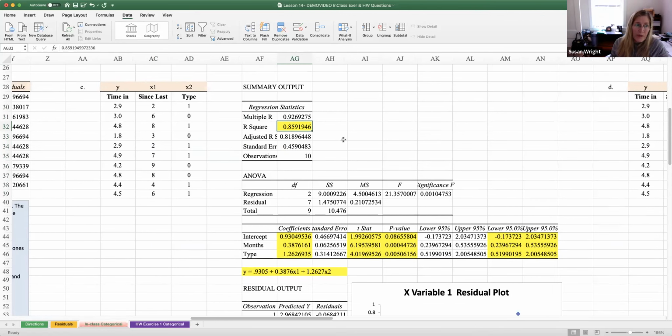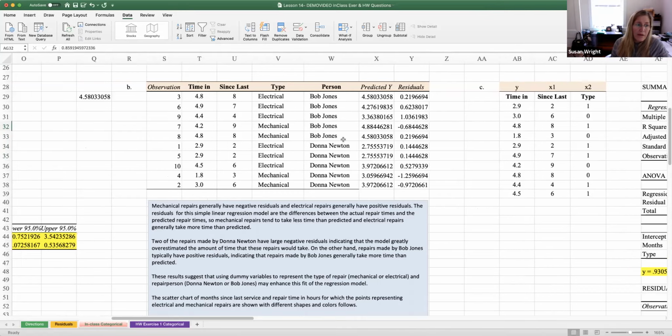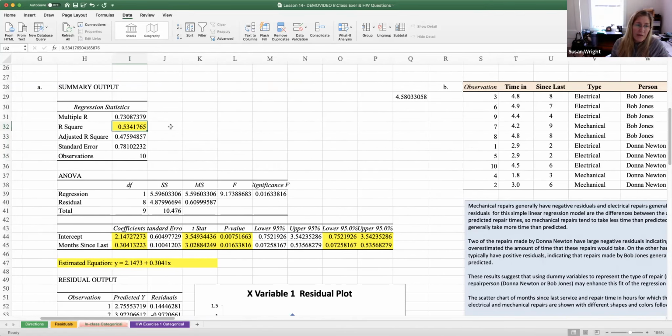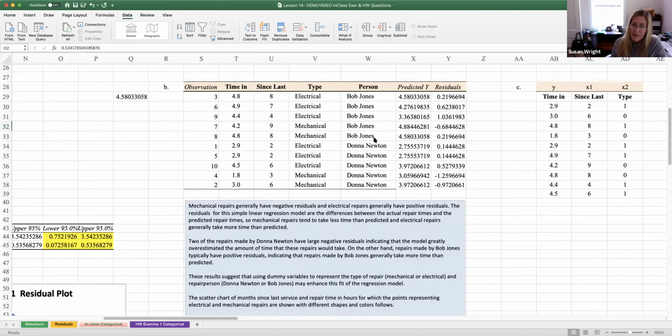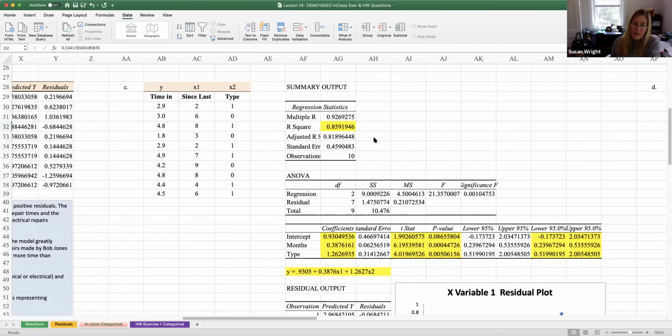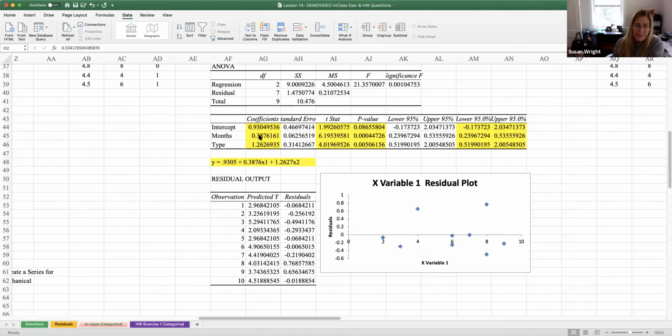That's a huge improvement from this one that just had months since the repair. Now we're sorting it by type of repair, and that makes sense, right? All right, so let's see what our coefficients look like.